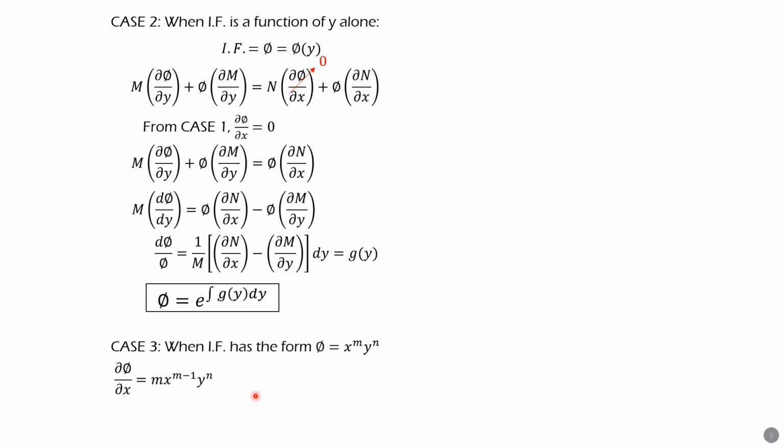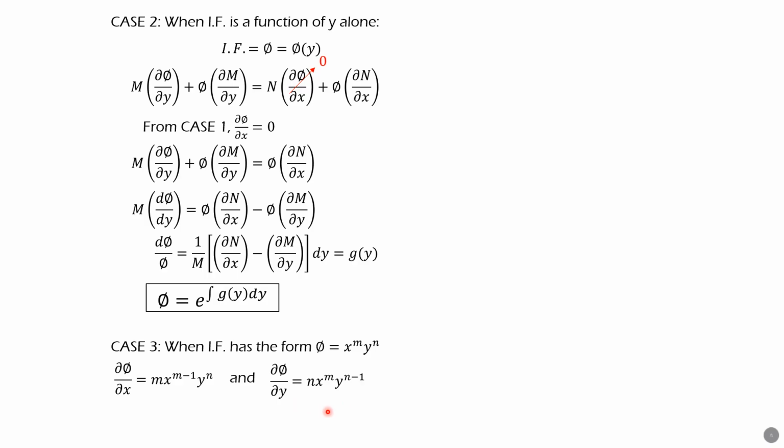Likewise, the partial derivative of p with respect to y. So x to the m is constant this time. So it is x to the m and y to the n minus 1. That's the partial derivative of p with respect to y: x to the m, constant, times n y to the n minus 1.